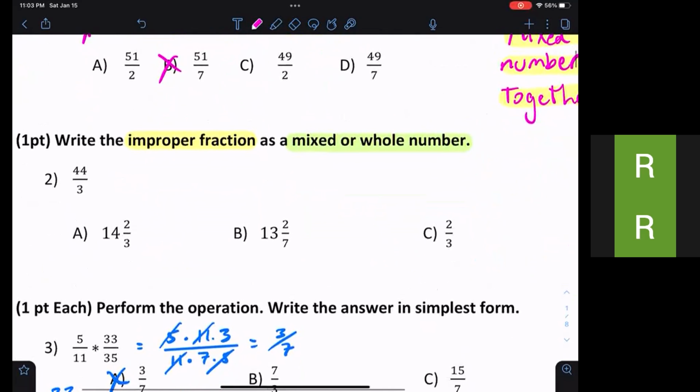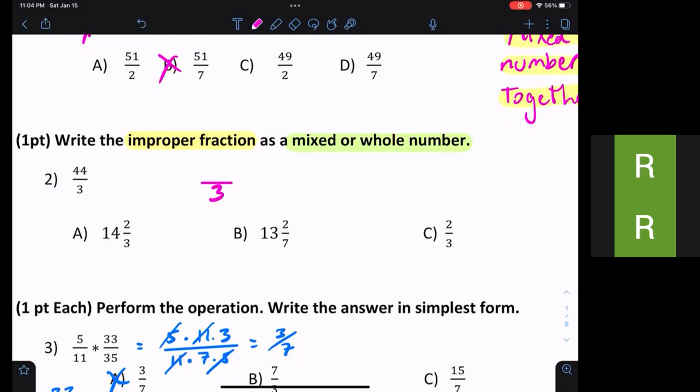There's many ways to do it. The way I like to do it is, you know that the denominator is going to remain fixed, right? When we go from an improper fraction to a mixed number, or from a mixed number to an improper fraction, the denominator stays fixed. Now, the way I like to think about it is, the main thing is how close you can get to 44, right? You want to get as close as possible to 44 without passing it, right?